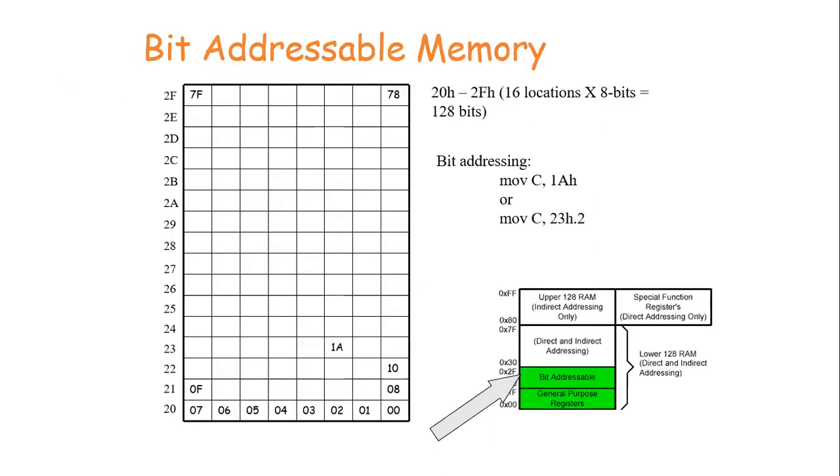Bit addressable memory, from 20 to 2F. Each location is of 8 bits. That means 16 into 8, so it is from 00 to 7F. 16 locations into 8 bits, totally 128 bits. That means this bit addressable memory can be used to address the 128 bits. That means these locations can be accessed bitwise.